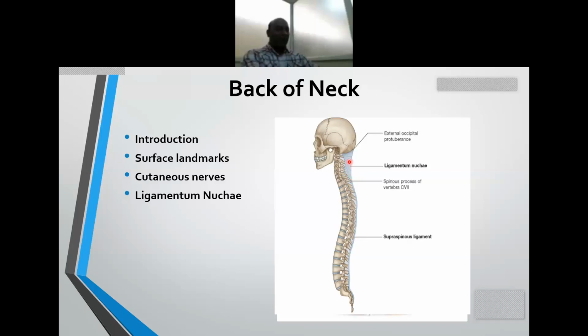Okay, and if you go deeper, this ligamentum nuchae becomes a different type of ligament. It forms a septum basically, dividing the left and right symmetrically arranged muscles, which form the bulk of the muscles in the back of the neck. These muscles are quite strong and they need to be strong because they need to hold the head in the upright position over the vertebral column.